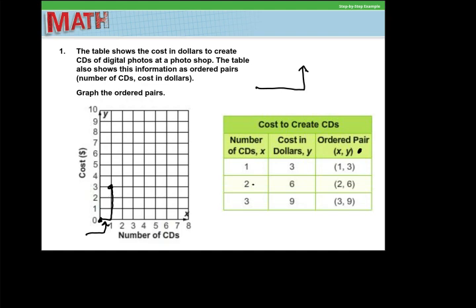The second one is going to be 2, 6. So again, start at the origin, go to 2, go up to 6. And lastly, we have 3, and then 9. So that is our graph. It will be 1, 3, 2, 6, 3, 9.